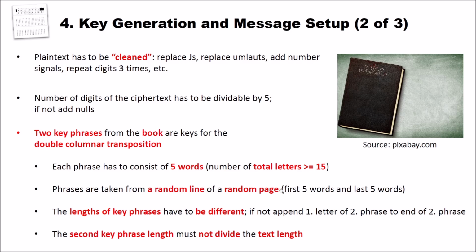So when you want to encrypt using the book, you want to create the phrases, you just open the book at a random position, then you choose a random line and you take the first 5 words as first key phrase and the last 5 words of the same line as the second key phrase for the double columnar transposition cipher. The length of the key phrases has to be different. If not, we have to append the first letter of the second phrase to the end of the second phrase. And the second key phrase length must not divide the text length.